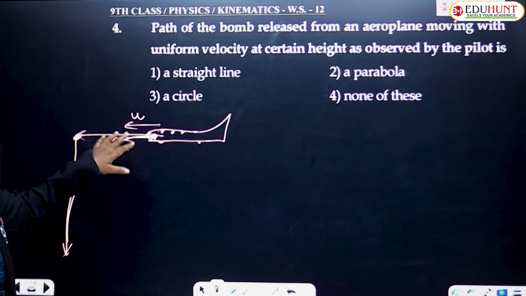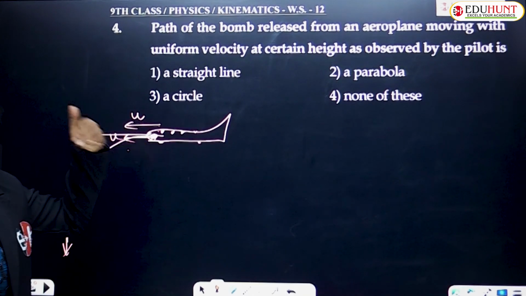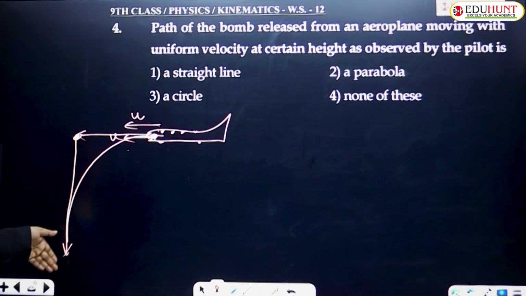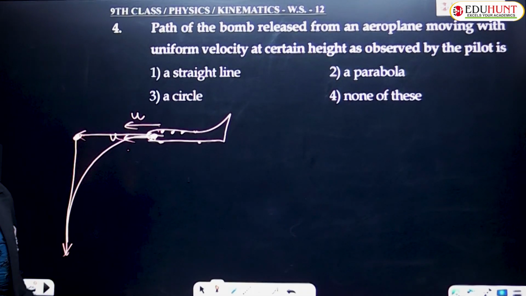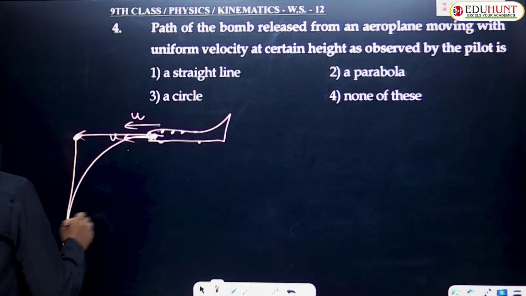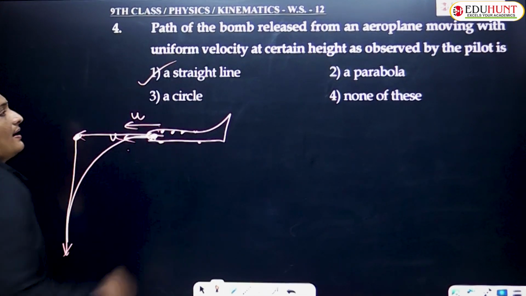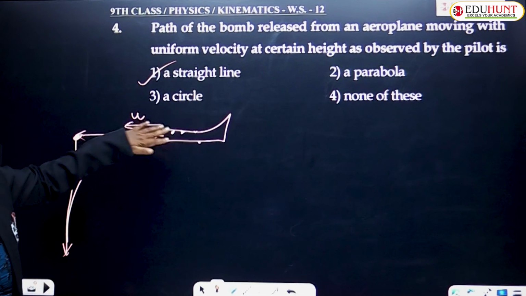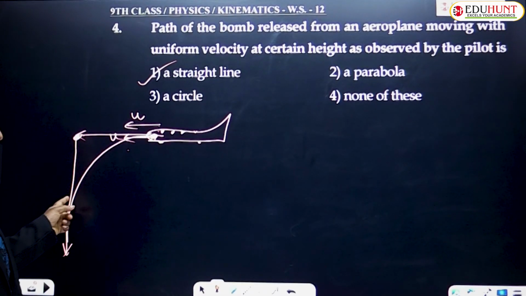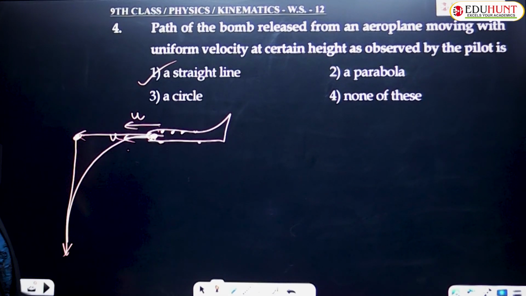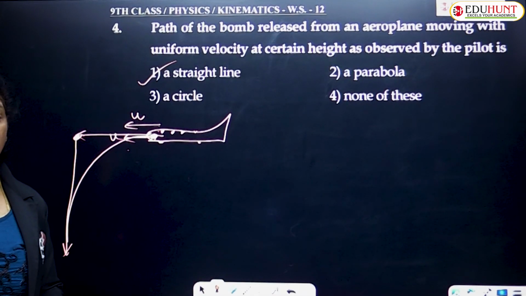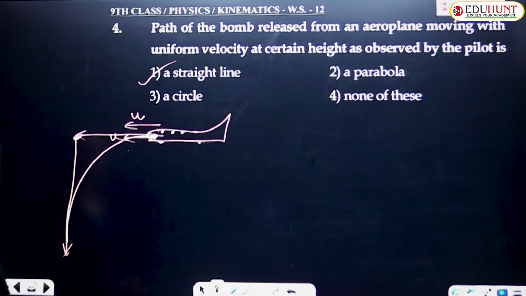Because the initial horizontal velocity of both the bomb as well as the pilot is the same. So for the pilot, he could only see the vertical projection of the bomb. Hence, it appears as if it is falling in a straight line to the pilot. Initially, they both are in the same frame of reference, and the only visibility is this path. Hence, it appears to be falling in a straight line for the pilot. Okay, moving to the next question.